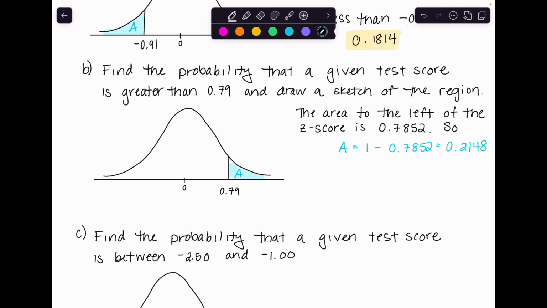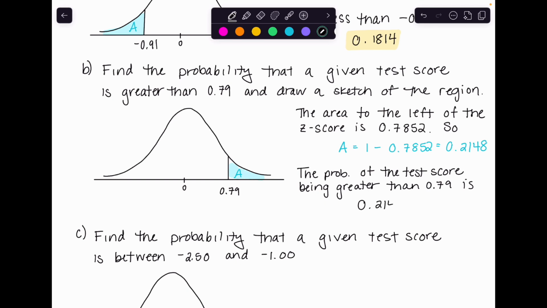So the probability of the test score being greater than 0.79 is 0.2148.